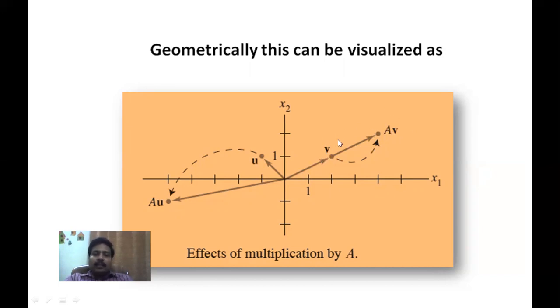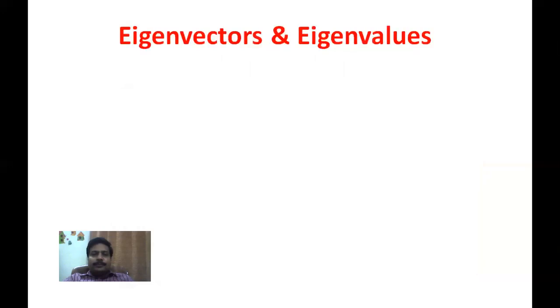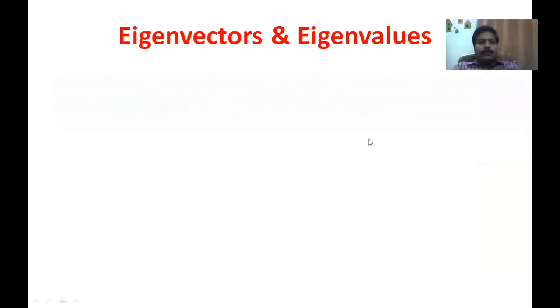So such vectors are called eigenvectors, and the ratio, or the multiple, is called the eigenvalue. This is the geometrical representation of eigenvalues and eigenvectors. So let us define eigenvectors and eigenvalues.